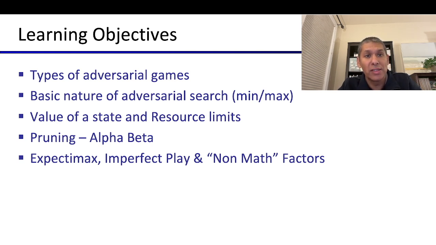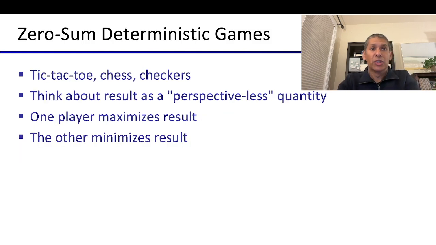But again, this is within the context of adversarial search, where we understand what the types of adversarial games are, what the basic nature is, what the value of a state is, and then we'll focus on alpha beta pruning here today. Okay. So within adversarial search, we're talking about a zero-sum deterministic game, commonly known as competitive games that we play, such as tic-tac-toe, chess, checkers, Go, etc.